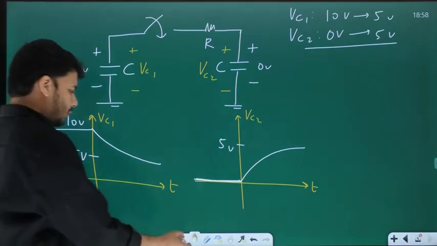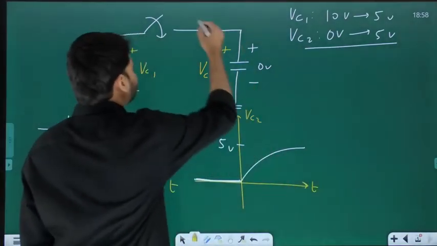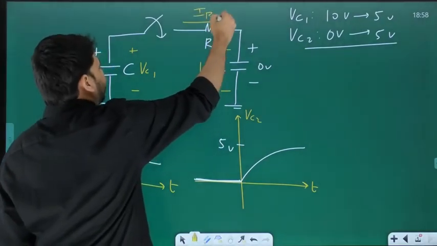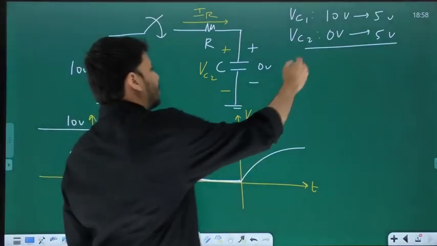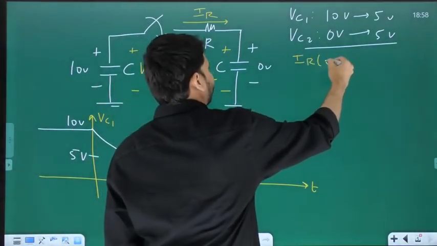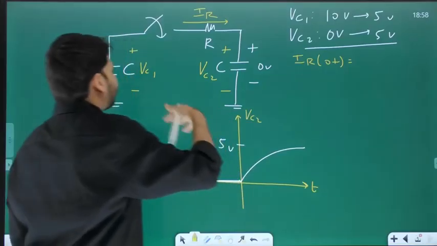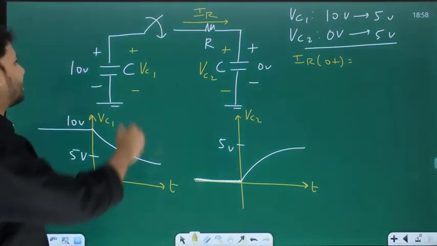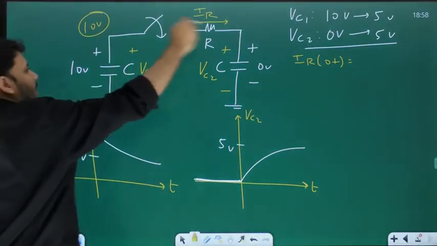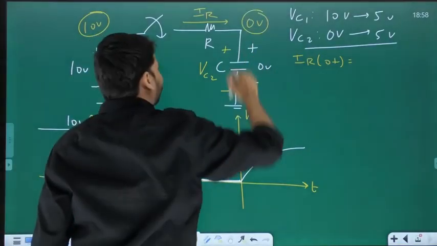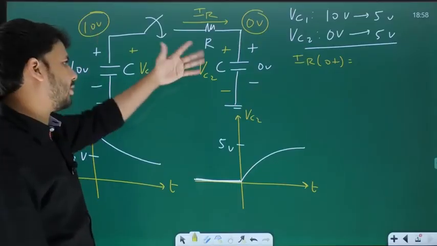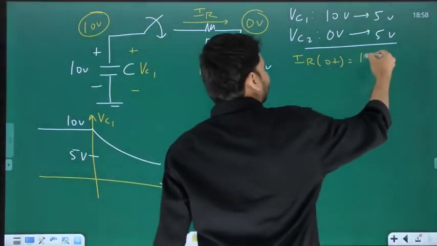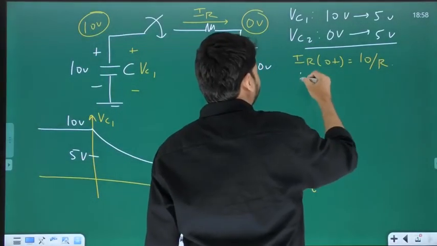If you want, you can also write down the expression for IR as a function of time. What is IR at 0 plus? At t equal to 0 plus, the voltage at this point, would it not be 10? And the voltage at this point, would it not be 0? So what is the current through R at 0 plus? 10 minus 0 divided by R. You already know this, it is 10 by R.